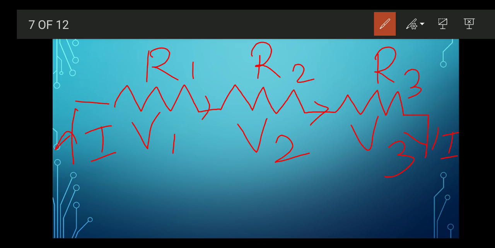So one more second important fact about the series combination is that the total potential difference across the circuit, if that is represented by V, then V is equal to V1 plus V2 plus V3. So the potential difference across the entire circuit is equal to the sum of potential difference across the individual resistors. Now these two important points related to series combination you should always keep in your mind.